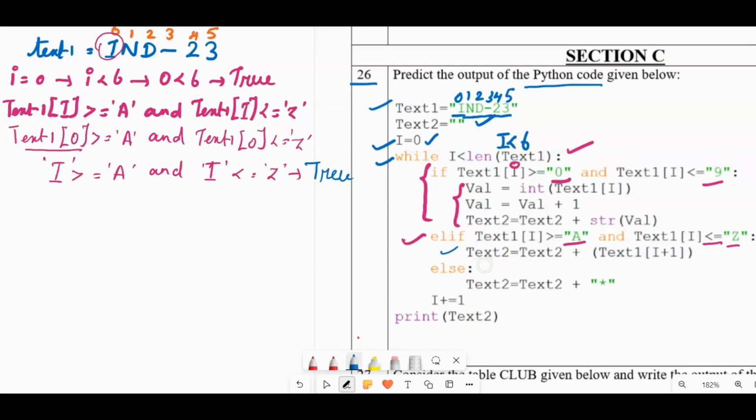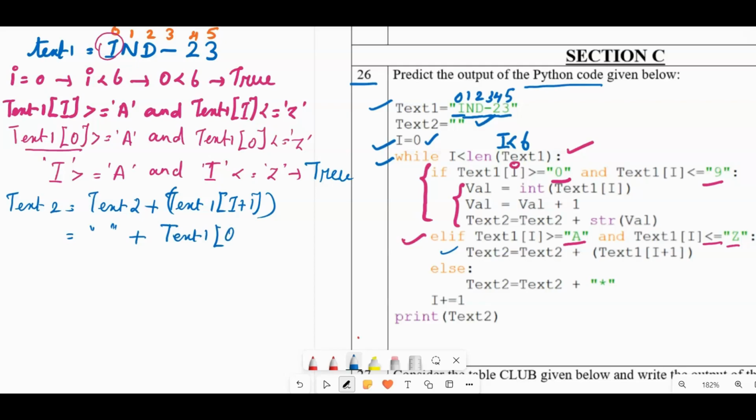What is the next statement? See here: text 2 is equal to text 2 plus text 1 of I plus 1. Let me write the statement here. Text 2 is equal to text 2 plus text 1 of I plus 1. Hope all are understanding. Now I am writing what text 2 is. Text 2 is already initialized with the empty string, so just write the empty string there plus text 1 of I plus 1.